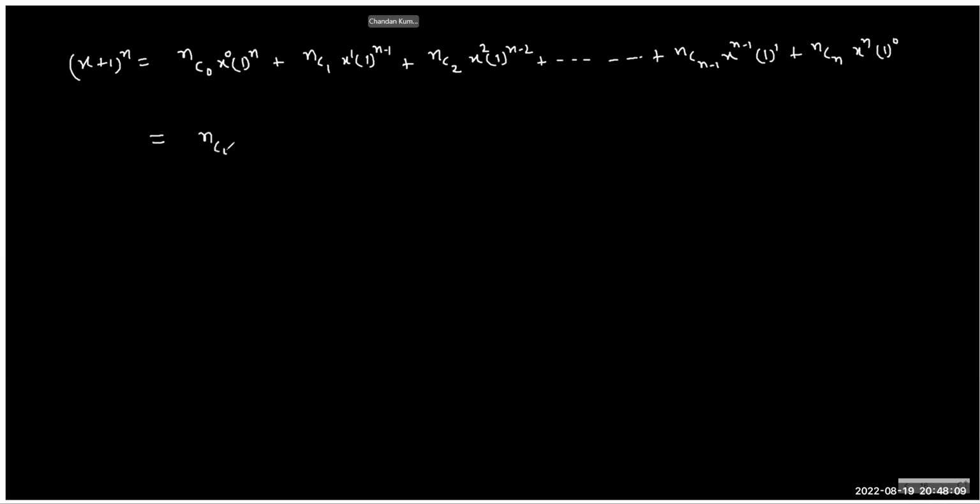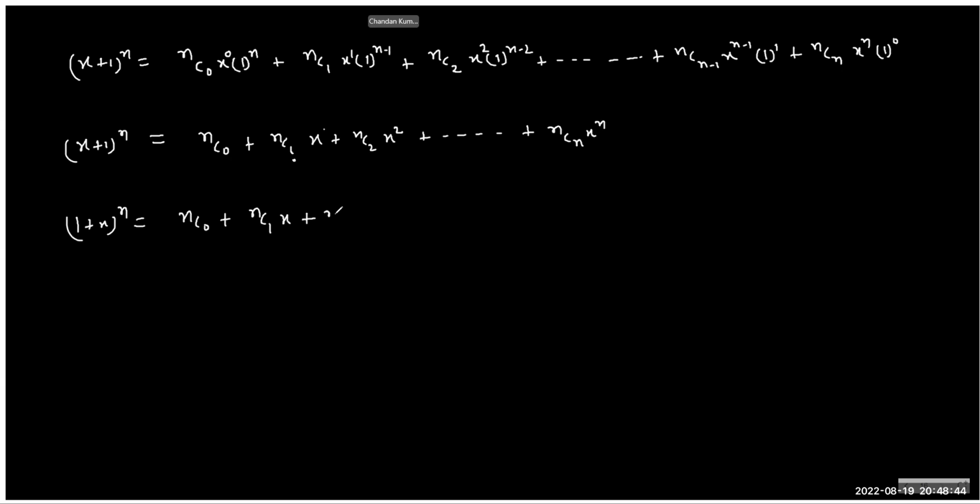So can we write this as nC0 plus nC1 x plus nC2 x square and dot dot dot nCn x power n. This is a nice way of writing. So the power of x and the coefficient are the same. Now I will reverse it because I have derived it. So this is easy to remember: nC0 plus nC1 x, nC2 x square, and the last term is nCn x power n.